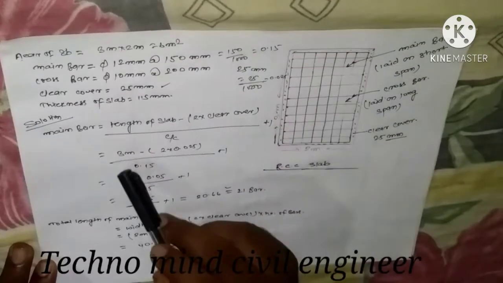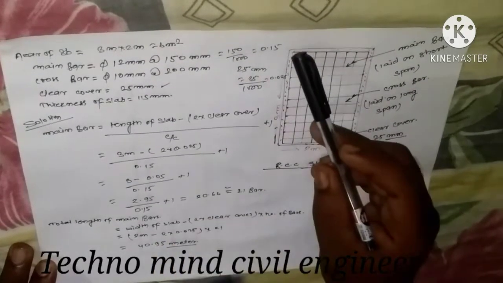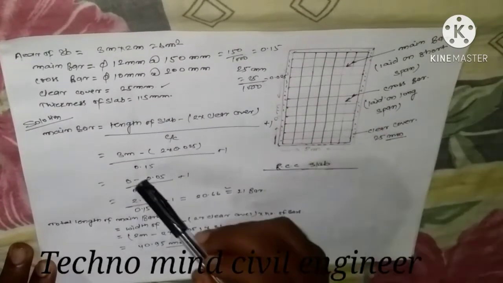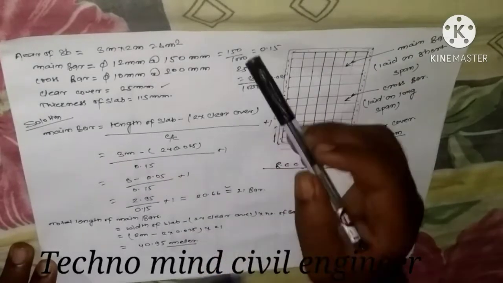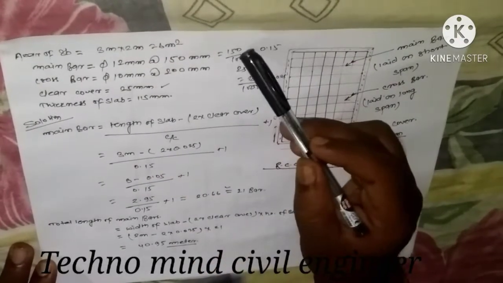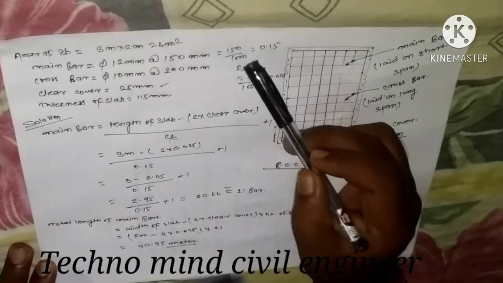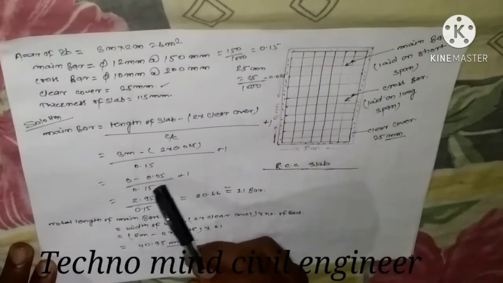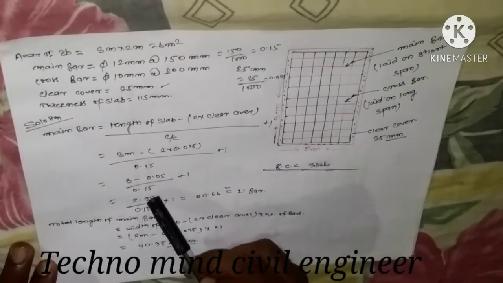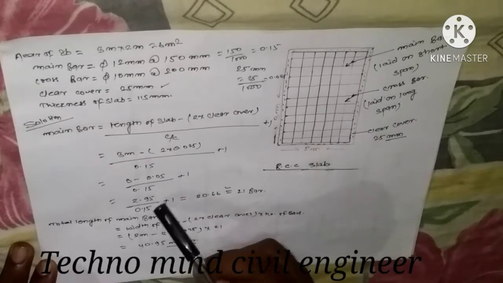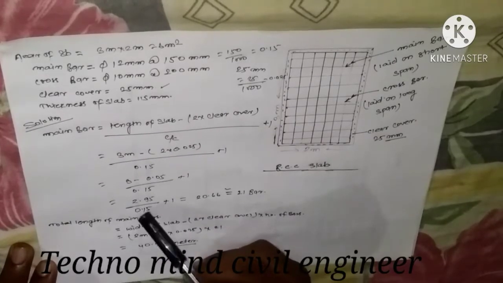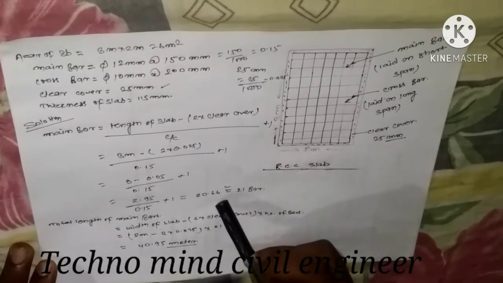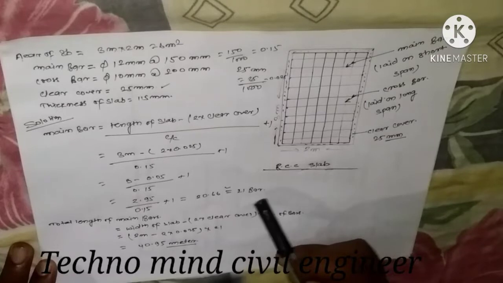3 meter minus 2 into clear cover, plus 1, divided by 0.15. 150 mm divided by 1000 is equal to 0.15 meter. So 3 minus 0.05, that is 2.95, divided by 0.15, plus 1, is equal to 20.66, which is 21 bars.